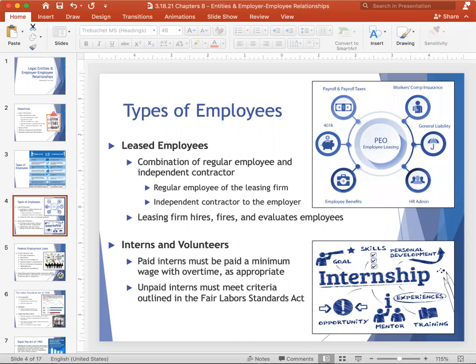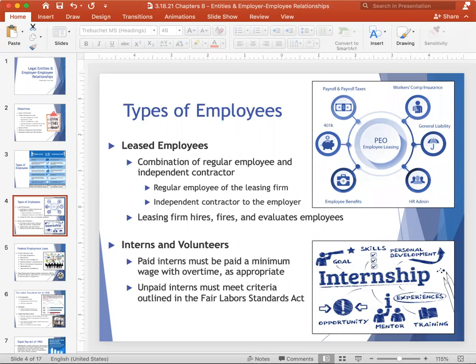Now, please note that interns and volunteers are not considered leased employees. They are of their own entity. Now, with interns and volunteers, we should really look into the Fair Labor Standards Act, which we'll talk about in a couple of slides, because the Fair Labor Standards Act will distinguish what constitutes an internship and does it need to be paid or not.